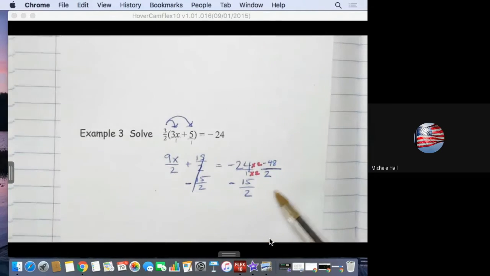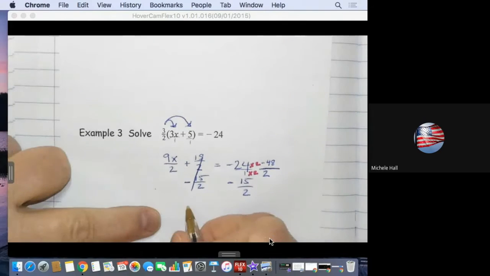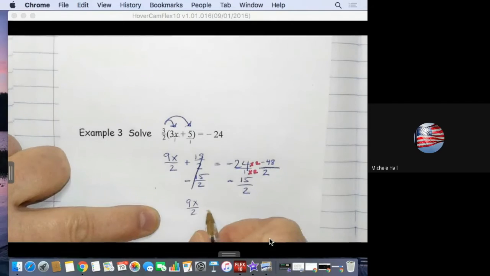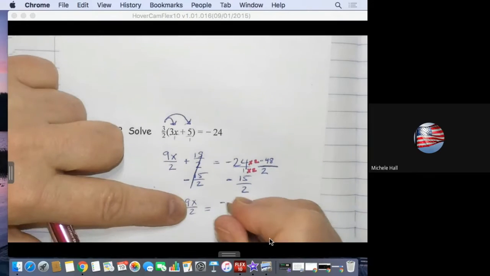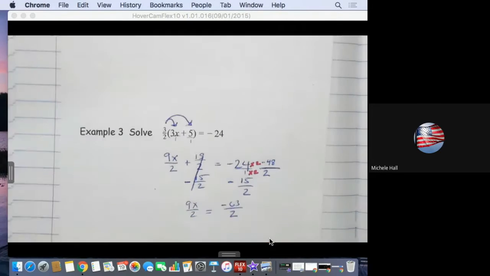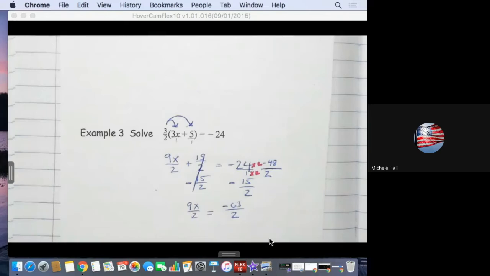I have 2 negative fractions that I'm going to add up and keep the same sign. So I have 9x over 2 equals negative 48 and negative 15. 48, 58, 63. Negative 63 halves. This definitely wouldn't be a problem you'd be able to do in your head, right? Sometimes there's problems you can do in your head, and sometimes there's not. Now I have to finish getting x by itself.